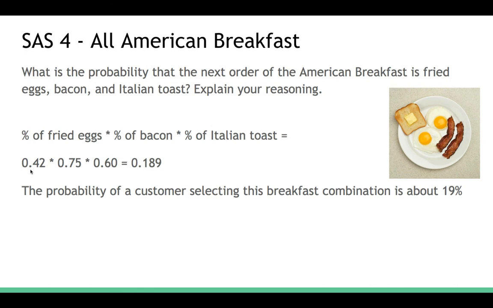So it's 42% or 0.42 times 75% or 0.75 times 60% or 0.6, which gives you 0.189. The probability of a customer selecting this breakfast combination is about 19%. We rounded the 9 up to 19.